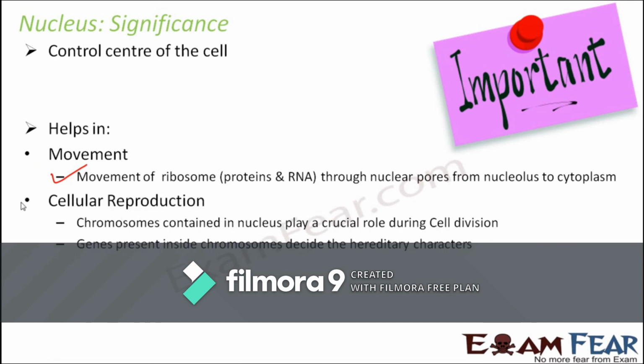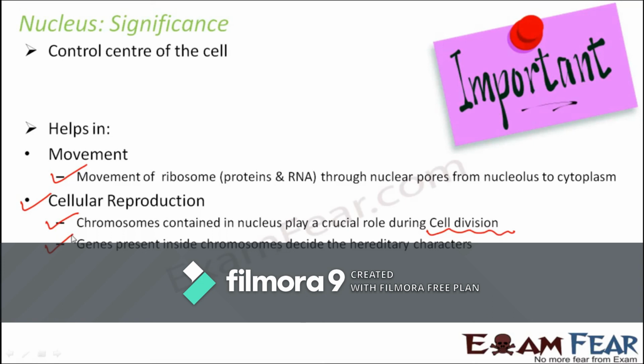Next is cellular reproduction. The chromosomes which are present inside the nucleus play a very important role during cell division when new cells are formed. We will understand the process of cell division in class 11th because right now we do not have it in our syllabus. In cell division, new cells will be formed. Those new cells need to have some traits from the parent cells, right? So how will they get it? They will get it through the genes. And where are the genes located? Genes are located on the chromosomes. So one thing is, without chromosomes, cell division is not possible. So it plays a major role in cell division.